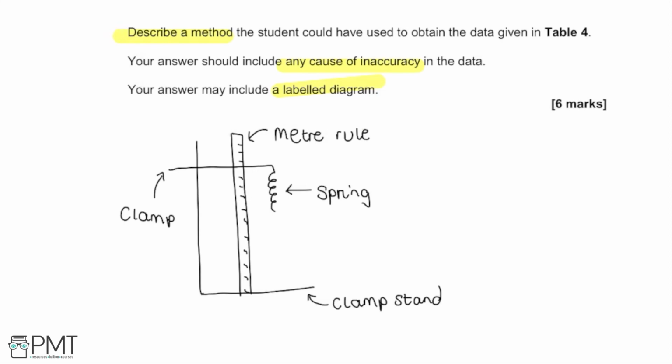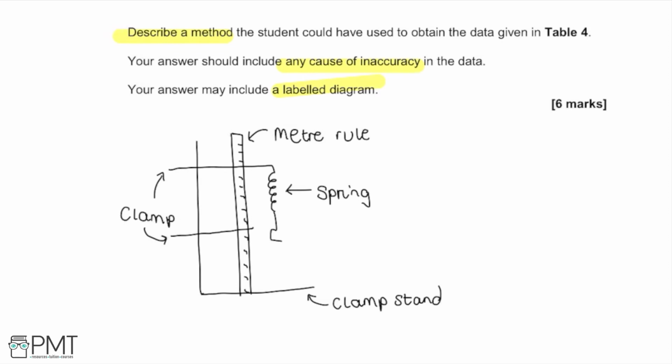And then in order to ensure that the measurements here are going to be accurate, I'm going to clamp it in place using a second clamp, so clamping the ruler in place. And then we'll talk about how inaccuracies might come about if this isn't done properly a bit later on in the question, when I am talking through the inaccuracies in the data.